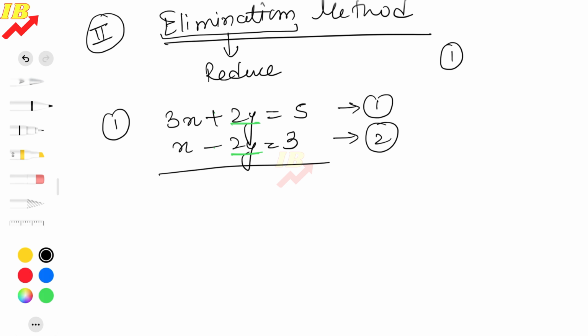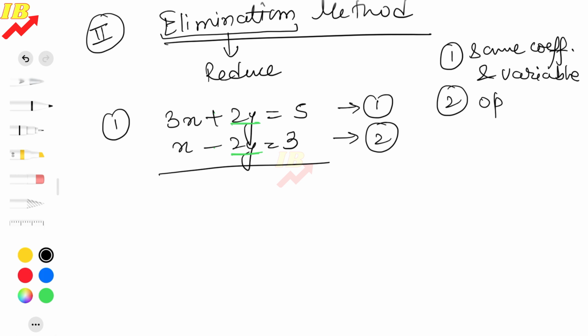One is they have the same coefficient and variable. Second is they have opposite signs, which is also a very important thing. Otherwise you have to introduce a negative sign, which I will discuss further. But if you see the opposite sign, the same variable, and the same coefficient, then we are definitely going to add, and this is simply going to cancel out.